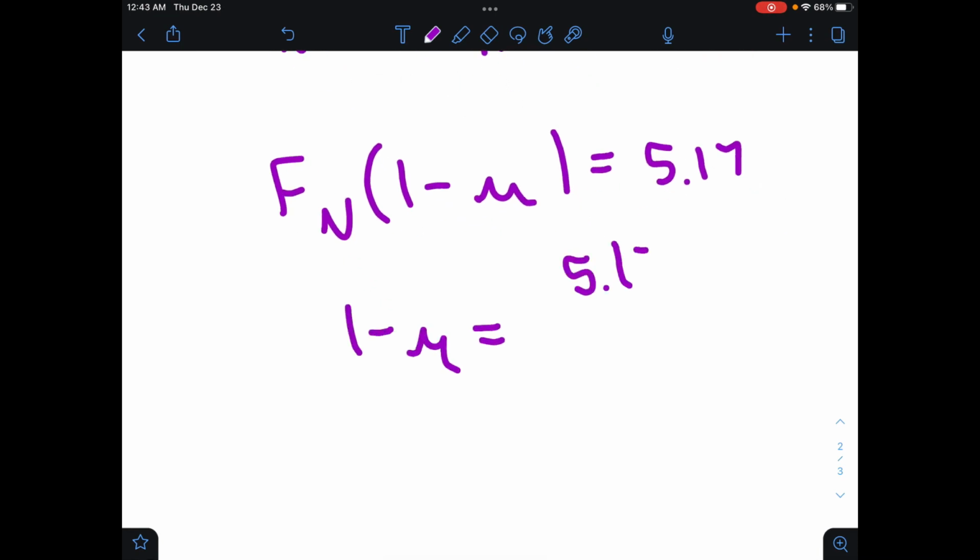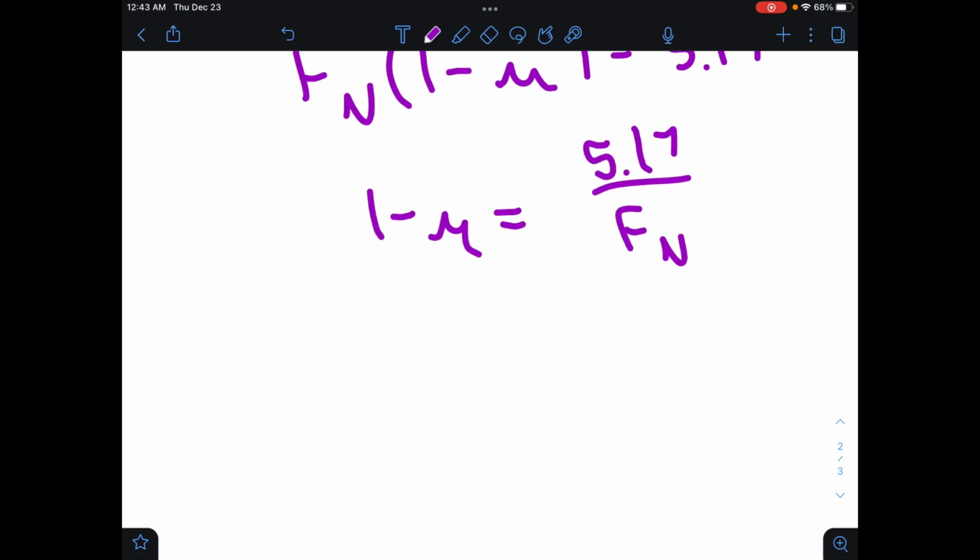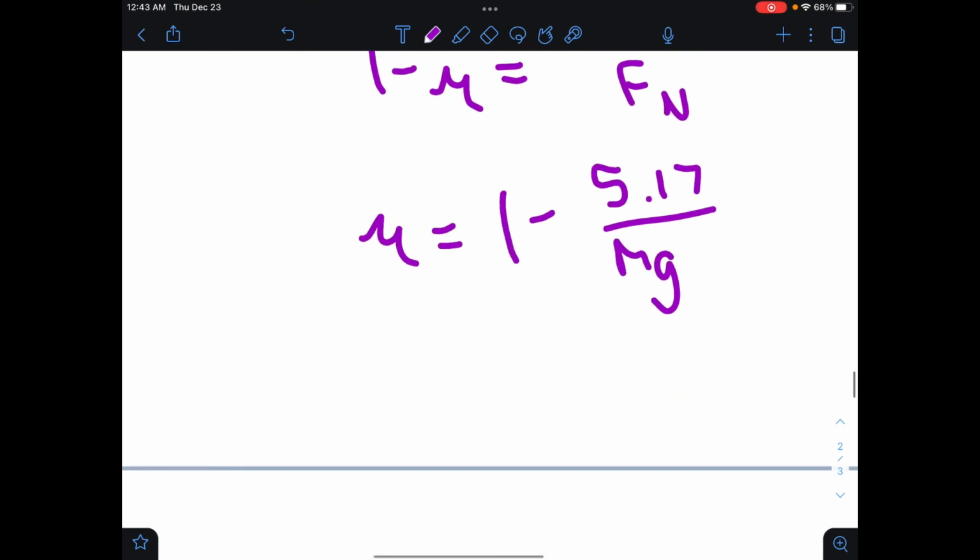So you have 5.17 over our normal force, which is mg, which then means our mu is equal to 1 minus our 5.17 value over our mg, because mg is equal to Fg. And we plug all this in. Now here, I did get a negative sign, but the coefficient of friction has no units, and you cannot have a negative coefficient of friction. Just throw absolute values around it, and you'll get 1.02, and that is our answer.